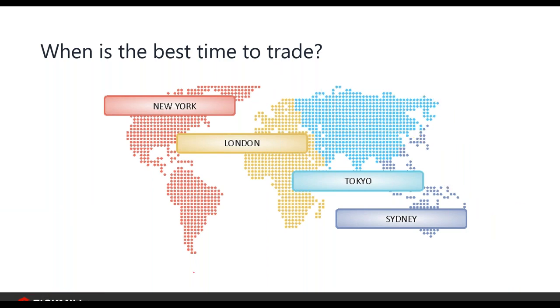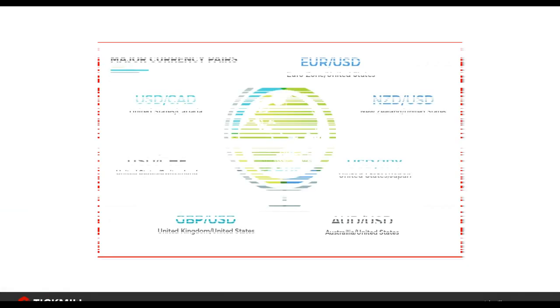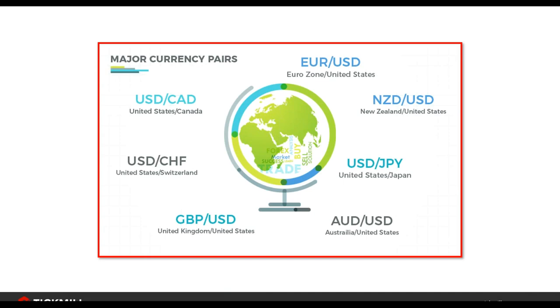Okay, next. So there are major currency pairs that we are trading in the market. So these major currencies are the Euro US dollar, New Zealand dollar versus US dollar, US dollar versus Japanese yen, Australian dollar versus US dollar, Great British pound versus US dollar, US dollar versus Switzerland franc, and USD CAD or United States versus Canadian dollars.